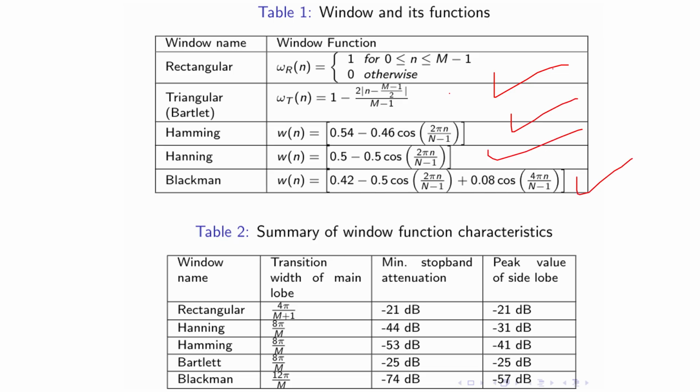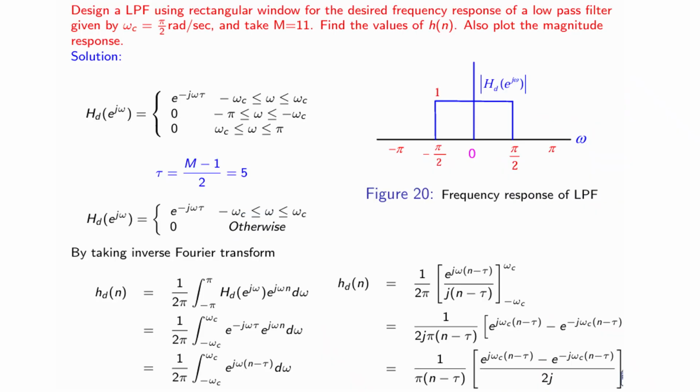All of these are in the time domain, and you can also check them in the frequency domain, right? The main lobe width for all the window functions is given, the minimum stop band attenuation is already given, and the peak value of the side lobe is also given. So you can check all these values. Okay, so now we'll take some questions based on this. If you solve some questions now, it will be very easy for you to understand the window technique.